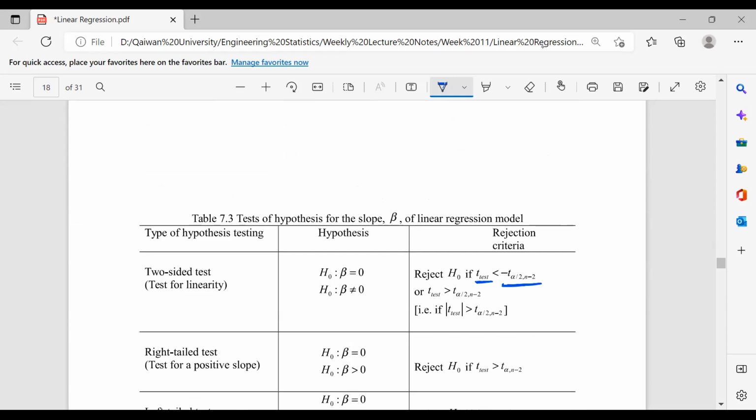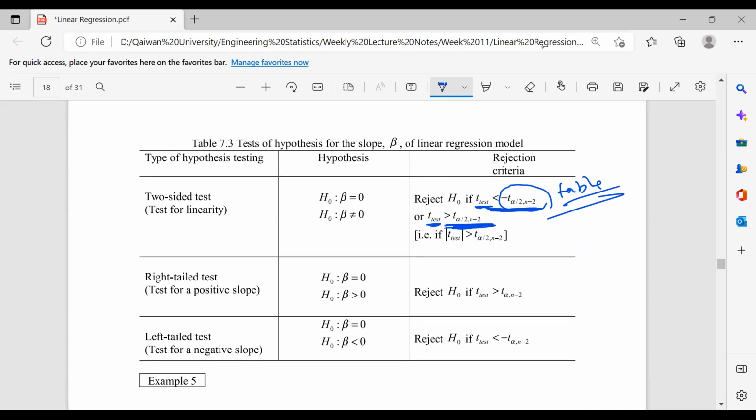We compare these two. If the t-test statistic is less than minus t of alpha over 2 and n minus 2, which could be obtained from the table, we reject H0. Even if the t-test statistic that we find from step 3 with the above formula is greater than t of alpha over 2 and n minus 2, in this case we also reject the null hypothesis, H0.